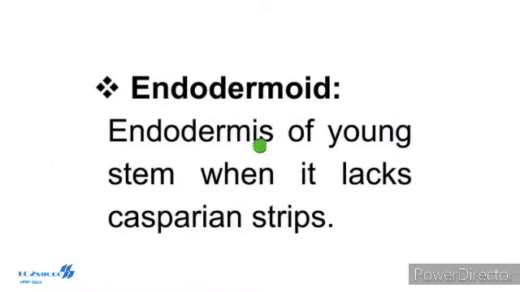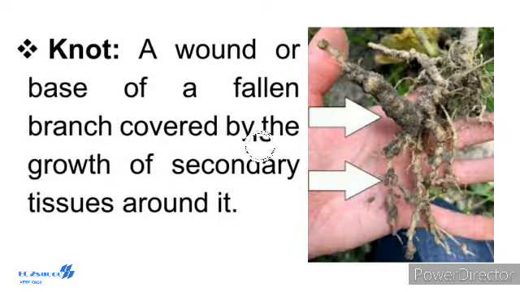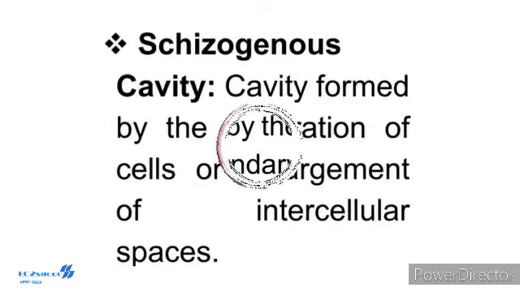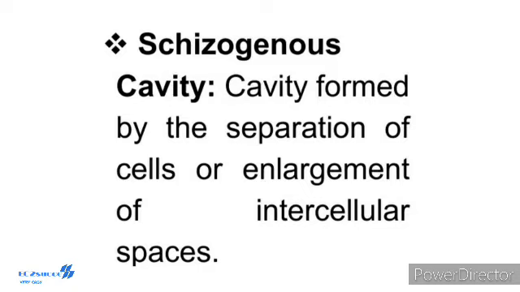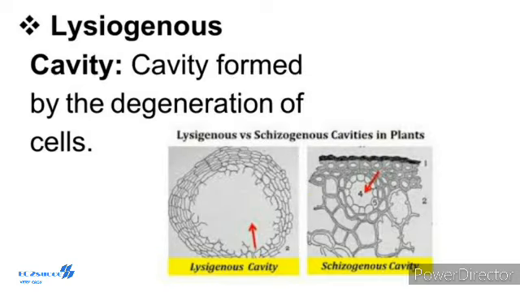Next one, endodermoid: endodermis of young stem when it lacks Casparian strips. Another one, knot: a wound or base of a fallen branch covered by the growth of secondary tissue around it. Another one, schizogenous cavity and lysigenous cavity. Schizogenous cavity means cavity formed by the separation of cells or enlargement of intercellular spaces. Lysigenous cavity: cavity formed from the degeneration of cells.